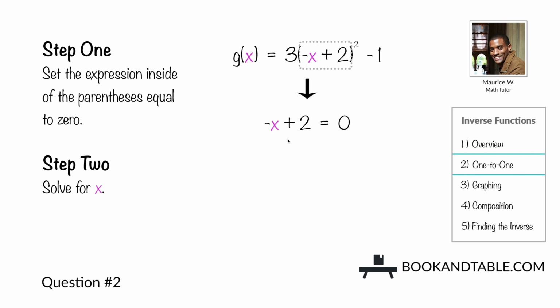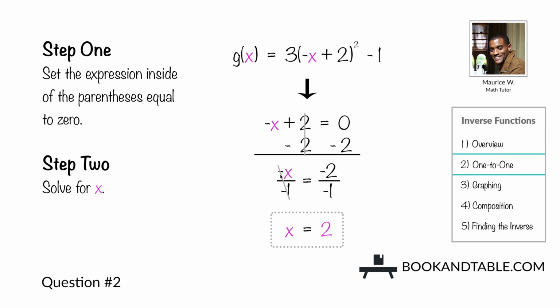So we begin by subtracting 2 from both sides, showing us negative x is equal to 0 minus 2, which is negative 2. And to get rid of this coefficient of negative 1, we divide both sides by negative 1, giving us x is equal to negative 2 divided by negative 1, which is positive 2. So we get x is equal to 2. So this is where the symmetry for the parabola lies. So we want to restrict the domain here.